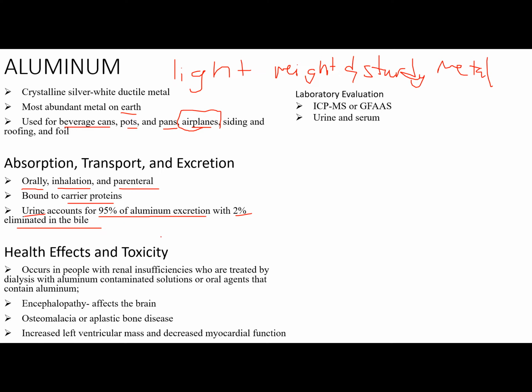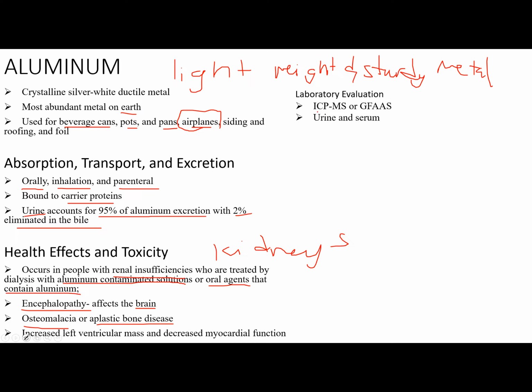Now, what are the health effects and toxicity? It occurs in people with renal insufficiency who are treated by dialysis with aluminum-containing solution or oral agents that contain aluminum. So you would see high levels of aluminum, class, in people having kidney problems, wherein during dialysis they could be treated with aluminum-contaminated solution. Now, it could cause the following effects: encephalopathy, which would affect the brain, osteomalacia or aplastic bone disease, and increased left ventricular mass and decreased myocardial function.